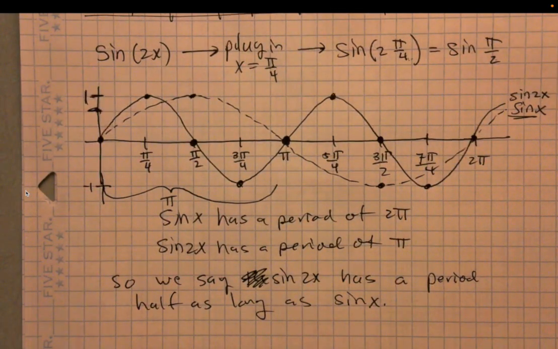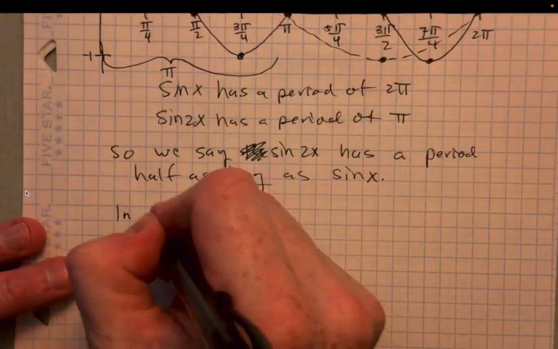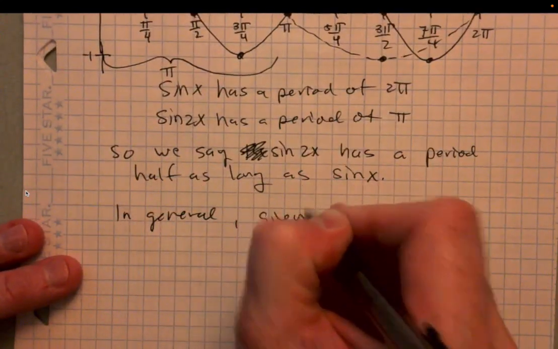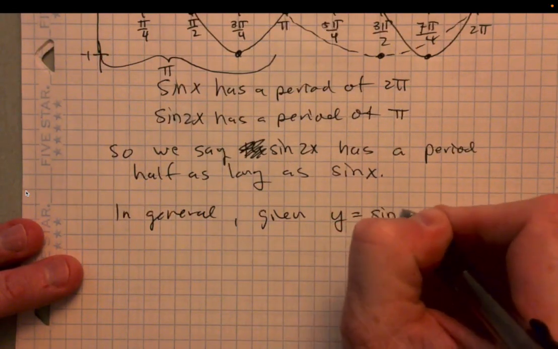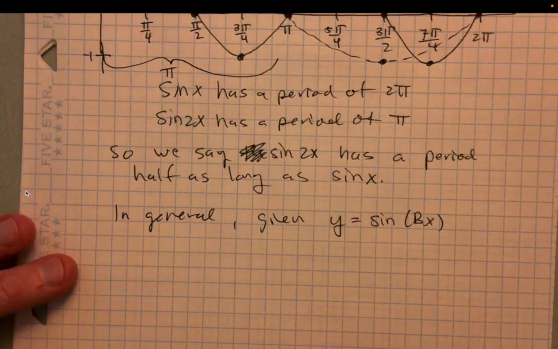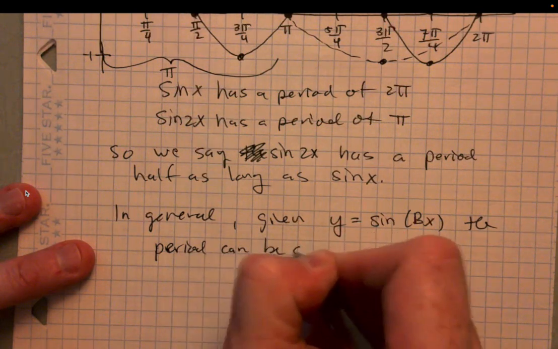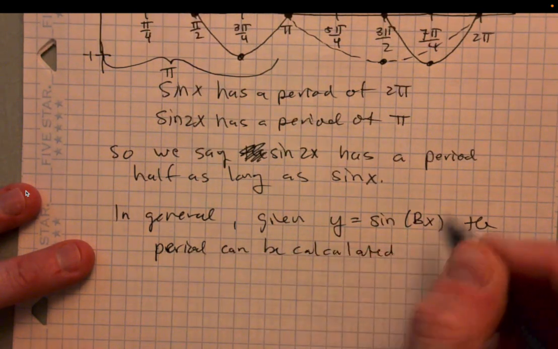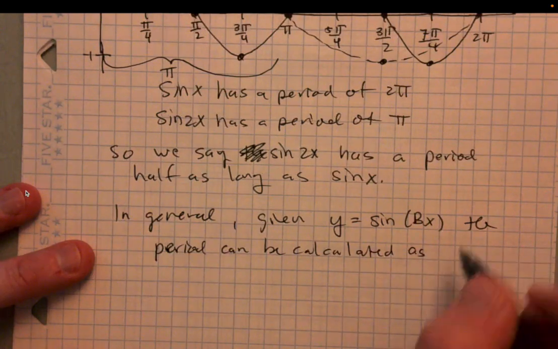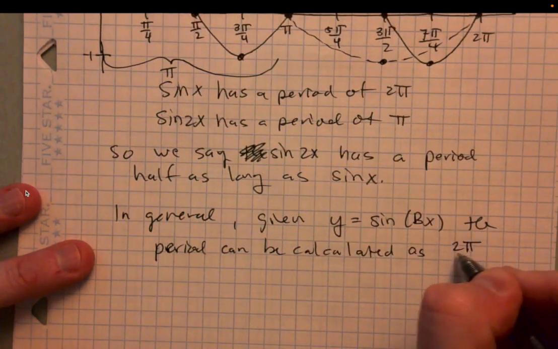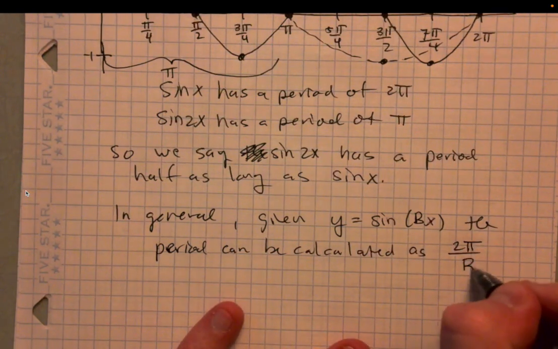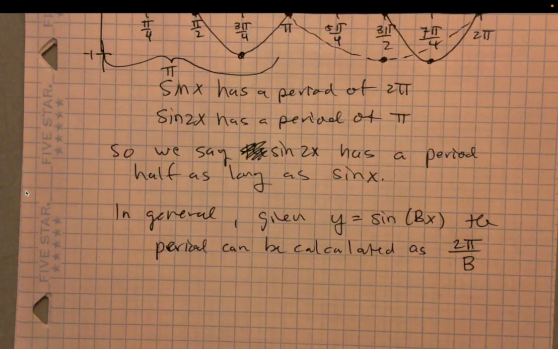Okay, so in general, then, if you're given y equals sine of bx, the period can be calculated as basically take the 2 pi, sort of the standard sine period, and you divide it by whatever b happens to be. Right, and so of course if you're just talking about sine of x, then b is equal to 1 and the period is 2 pi over 1. Okay. All right, so that's period, right?